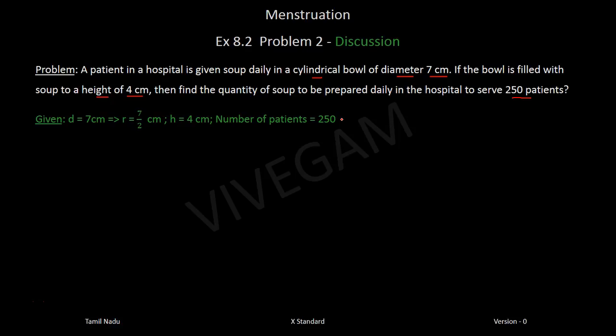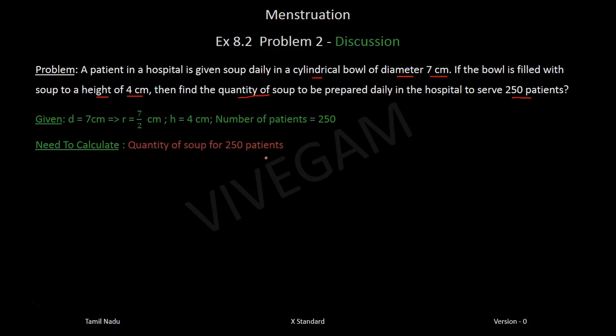Okay, great. Now let's find out what's required. We have to find the quantity of soup. So we'll have to calculate the quantity of soup to be prepared to serve 250 patients. Now we'll have to link this with this. So each patient is given a cylindrical bowl of diameter 7 cm and height 4 cm.